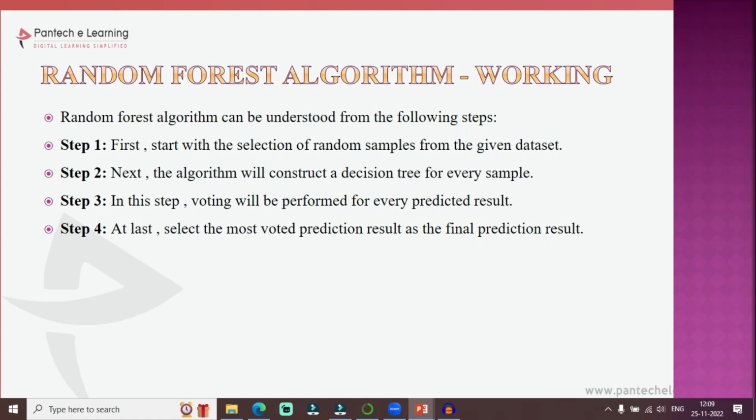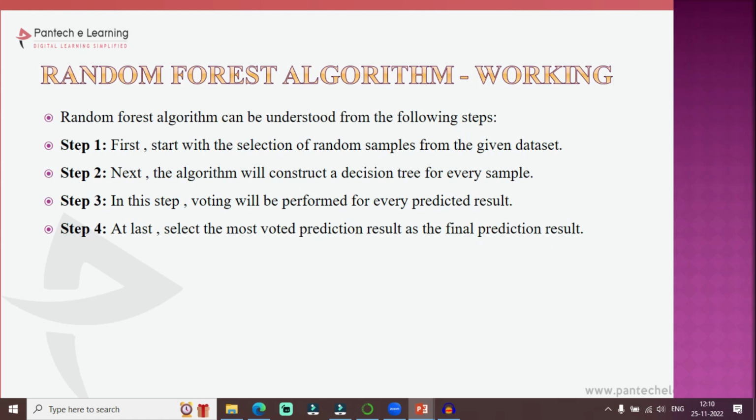Next the algorithm will construct a decision tree for every sample. Clear with this? So I select some random samples from the given data set, and next the algorithm constructs a decision tree for every sample. In the third step, voting will be performed for every predicted result. And finally, I have to select the most voted prediction result as the final prediction result. These are the different steps involved in the working of this random forest algorithm. Basically it contains 4 main steps.